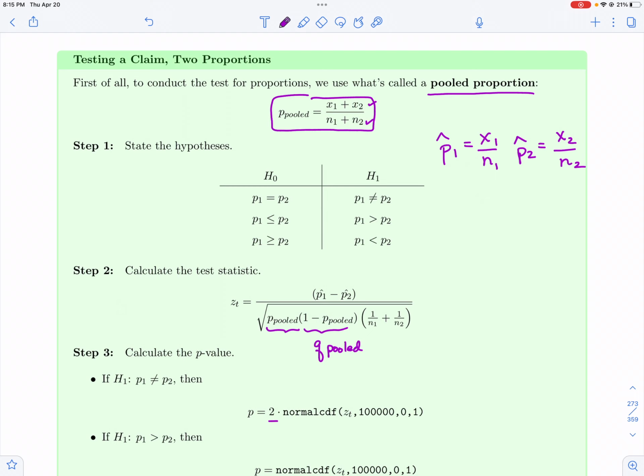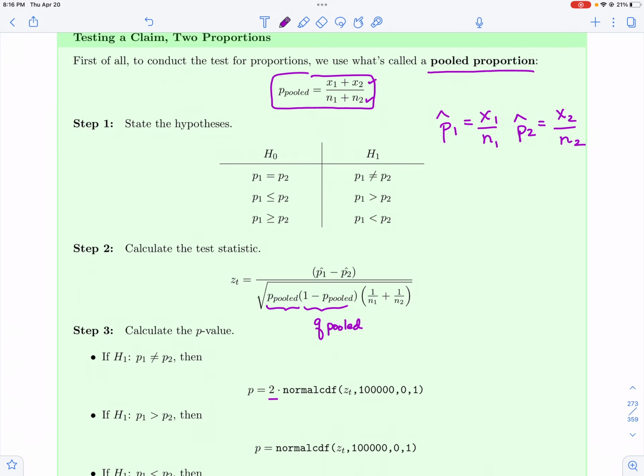So our hypotheses are exactly the same as the last two sections, except we've swapped out our mu for our P1 and our P2, our different population proportions. Our test statistic starts off kind of the same way. We've got our P1 hat minus P2 hat. But then when we divide it by, instead of using our sample standard deviations like we did before, we're using these P pooled and the 1 minus P pooled, which is related to our standard deviations if you remember from back in 8.6. And then again, we're multiplying that by 1 over n1 plus 1 over n2.